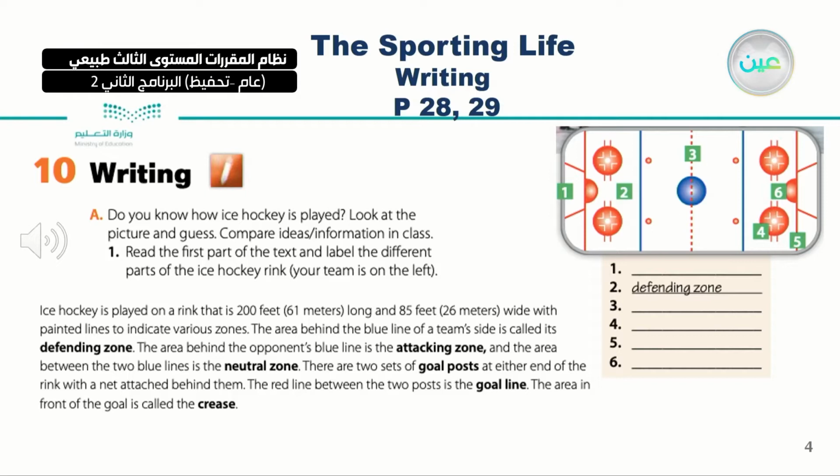There are two sets of goalposts at either end of the rink, with a net attached behind them. The red line between the two posts is the goal line. The area in front of the goal is called the crease.